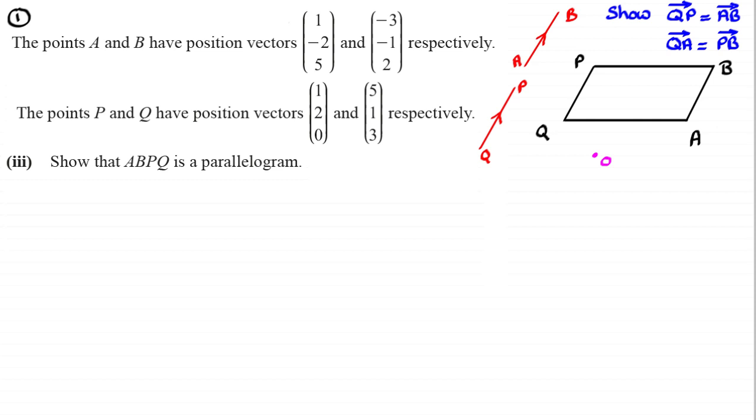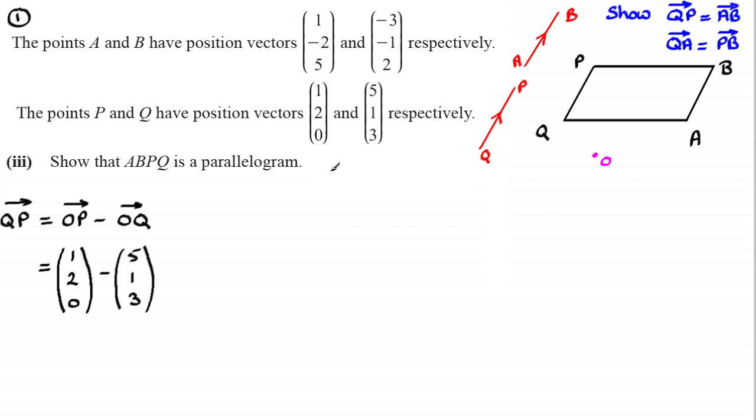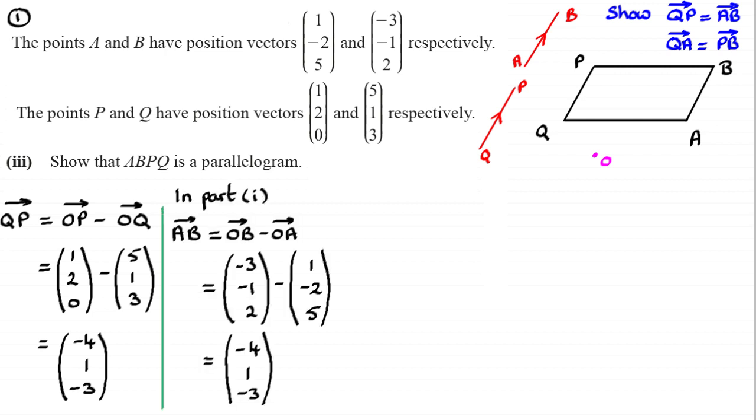Anyway, let us go through this. If I had to work out Q to P, this standard result again: O to P, the origin to the last letter, minus the origin to the first letter. All you've got to do then is put in the column vectors that we have up here, subtract them, and you get Q to P is -4, 1, -3. So I've got to find out what A to B is. I'm not going to show all the steps now. A to B is O to B minus O to A. Standard result. Substitute your values in, and you notice we get exactly the same.